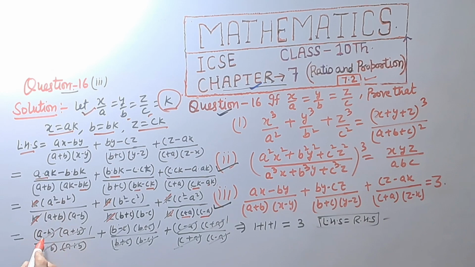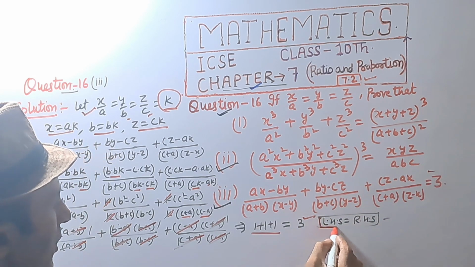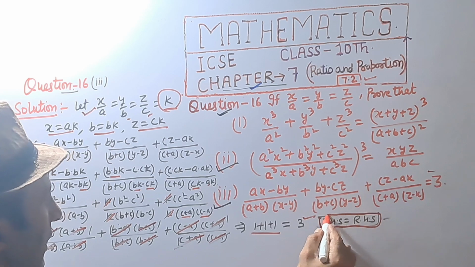and we get a square minus b square, that is a minus b into a plus b. This is cancel, this will be cancel, and b plus c, b plus c, b minus c is cancelled, c minus a, c minus a, c plus a, c plus a is cancelled, and we get 1 plus 1 plus 1, that is equal to 3, and right hand side. So left hand side is equal to right hand side.